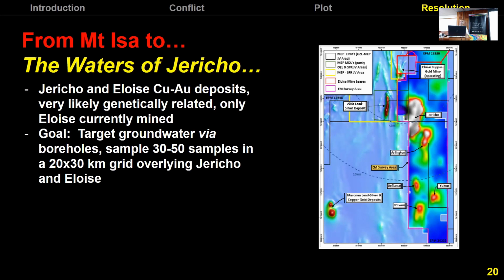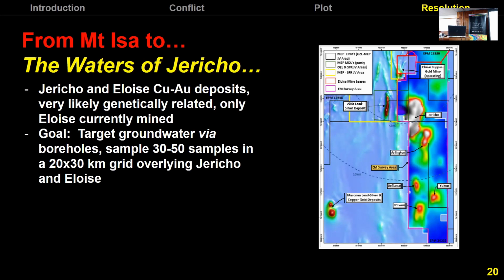And so we want to extend this out and start looking in other areas and see if we can pick up the same thing in areas that are less developed. So we've now moved this out to the Jericho and Eloise copper gold deposits. Those two are very likely genetically related, so for this project, we've looked at them as one and the same.